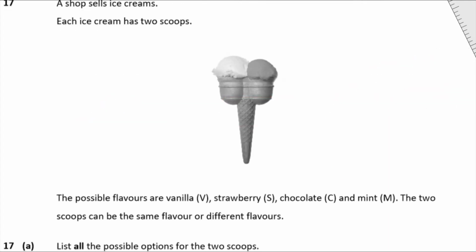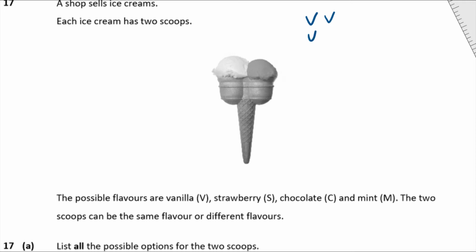Question 17. A shop sells ice creams. Each ice cream has 2 scoops. The possible flavors are vanilla, strawberry, chocolate, and mint. The scoops can be the same flavor or different flavors. So list all the possible options for the 2 scoops. So with these, the easiest thing is to keep one the same and then rotate through the others. So let's put vanilla in scoop 1 to start with, and then we can have also vanilla in scoop 2, can't we? So vanilla.